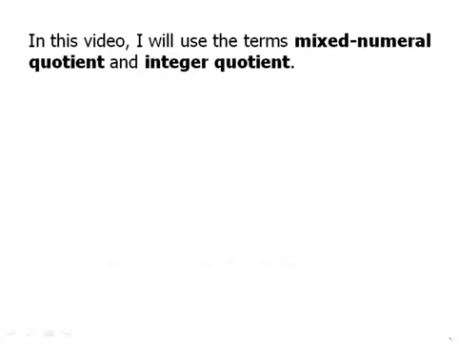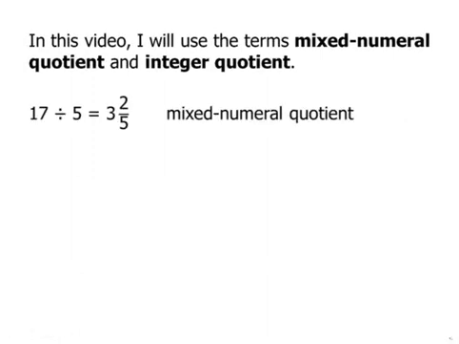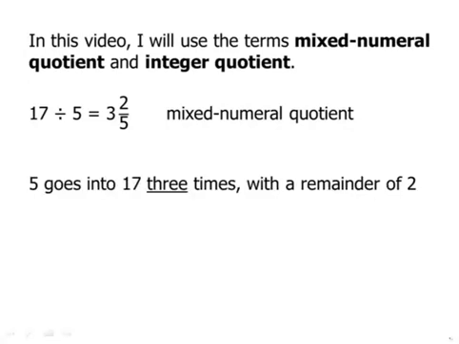In this video, I will use the term mixed numeral quotient and integer quotient to distinguish between these two types of division. So if we're talking about 17 divided by 5, the mixed numeral quotient is 3 2/5. I could also write that mixed numeral quotient as a decimal if I wanted. The integer quotient, I'm going to state it this way, verbally. 5 goes into 17 3 times with a remainder of 2. That 3 is the integer quotient. So notice that I'm not writing this as an equation, I'm writing that in verbal form.